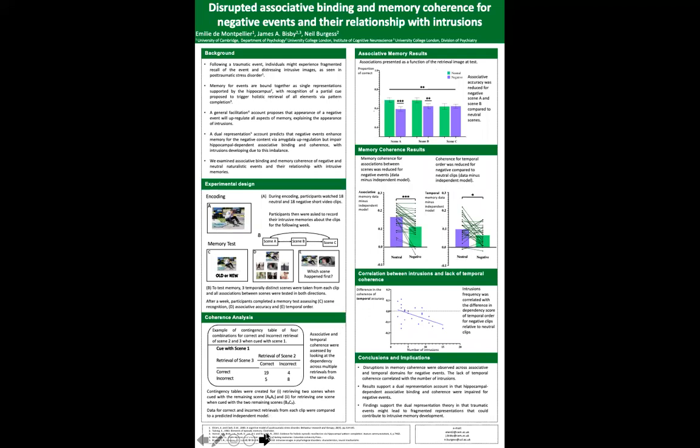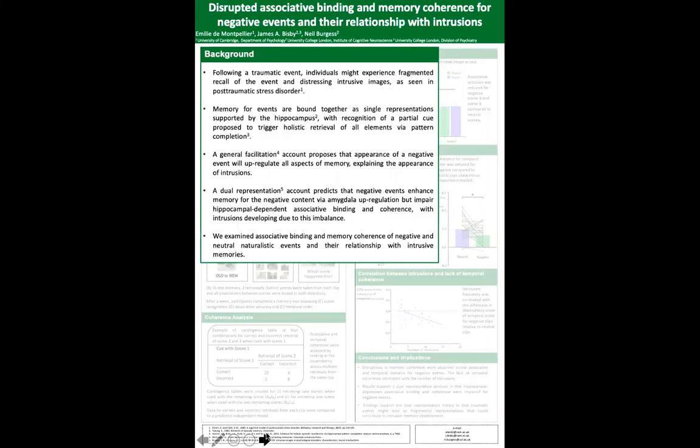After experiencing a traumatic event, individuals might develop PTSD symptoms, such as fragmented recall for the trauma and intrusive memories. A general facilitation account explains intrusion's development because all aspects of memory are enhanced after a negative event. However, a dual representation account predicts that traumatic events enhance memory for negative content but impair hippocampal-dependent associative memory and coherence. The imbalance between these two systems would result in intrusion's emergence.